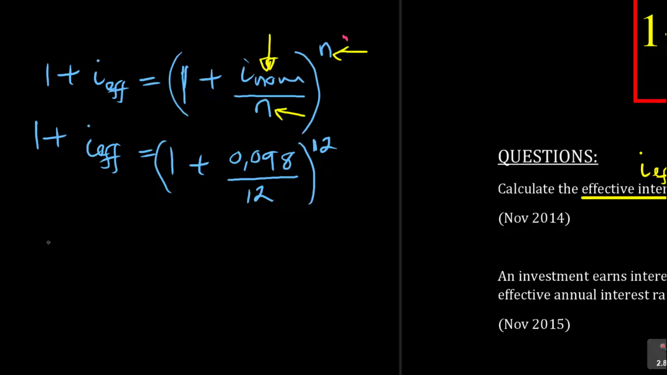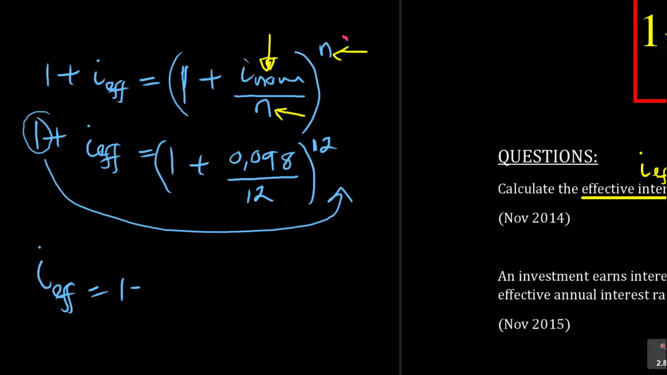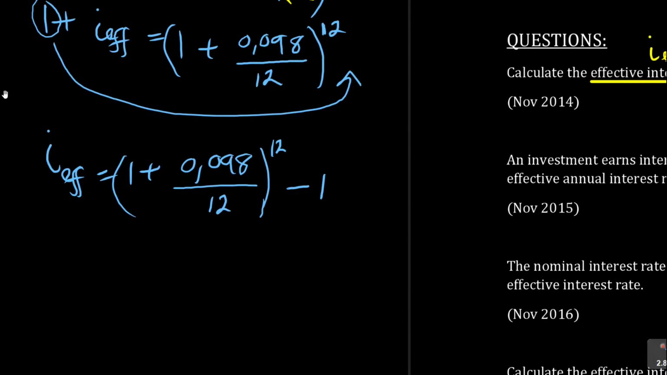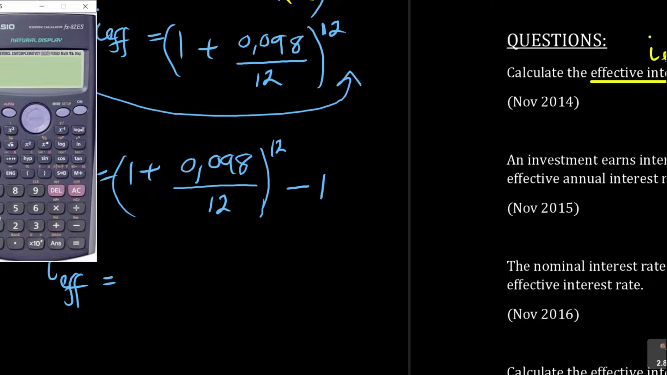And then from there, how do you go about the answer? I want you to calculate your answer at the same time. You're going to take this 1 here and transpose it to the other side, so that you've got I effective is equal to 1 plus 0.098 over 12, to the power 12. It was plus 1, and when it jumps, it becomes minus 1. You see that? This helps you come up with IEFF. At this stage, you just calculate it once. The aim is to just calculate it once.